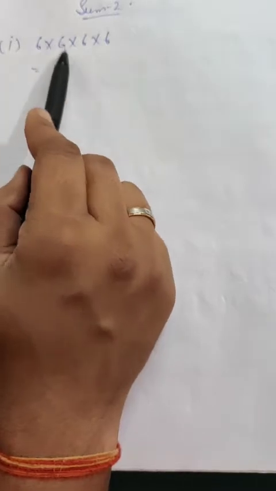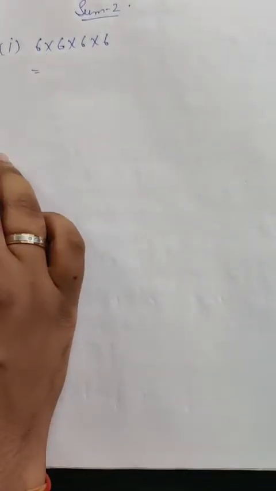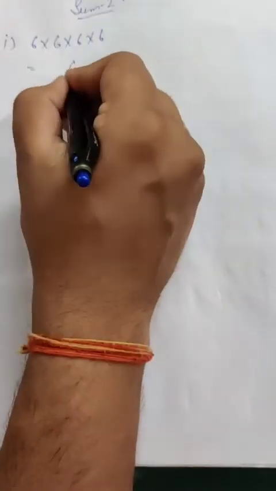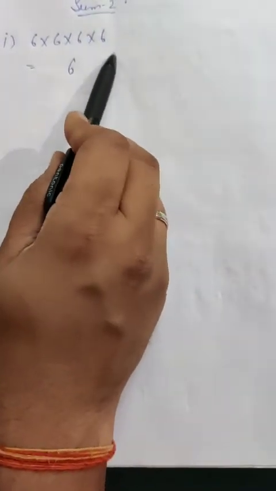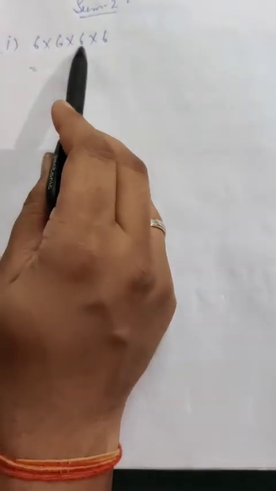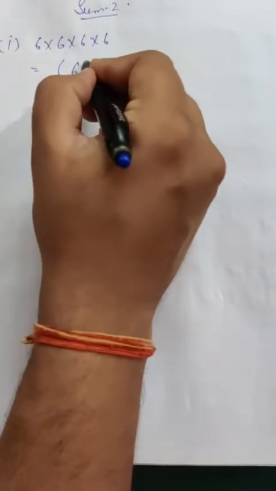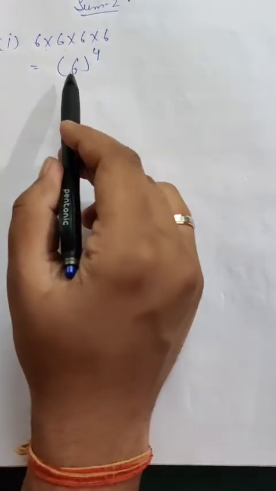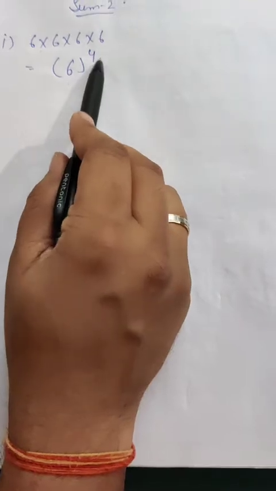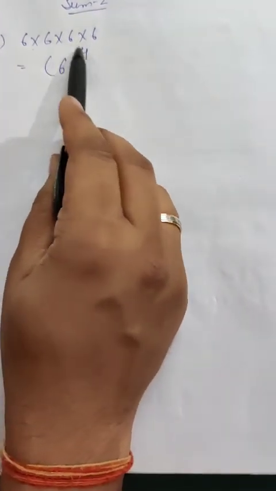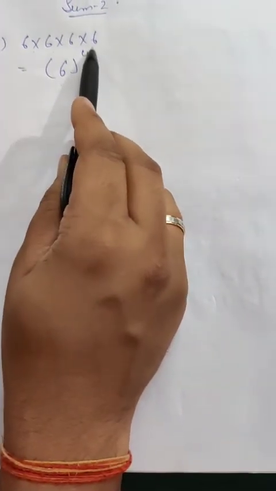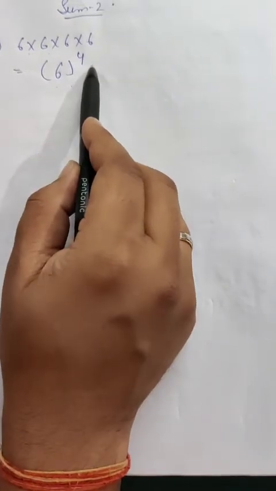For example, 6 multiply 6 multiply 6 multiply 6, as we can see only one base is there and the base is 6. So 6 will remain as it is. And how many times have we multiplied 6? 1, 2, 3 and 4. So 6 raised to the power 4. So here 6 is the base and 4 is its exponent. So we have expressed this given sequence in the form of its exponent.